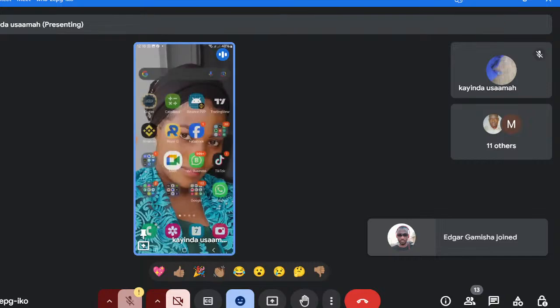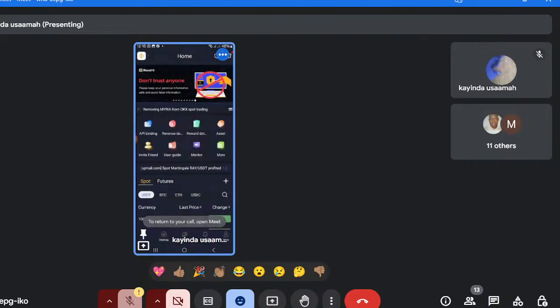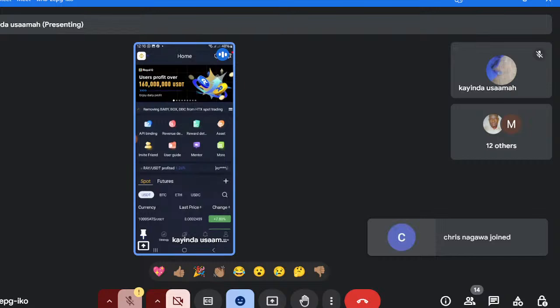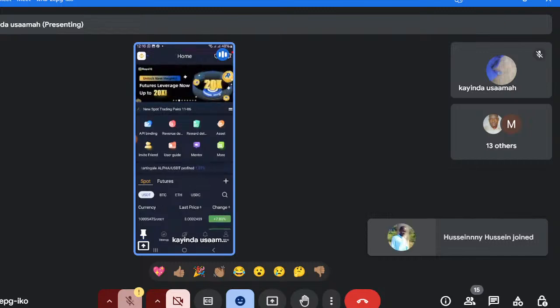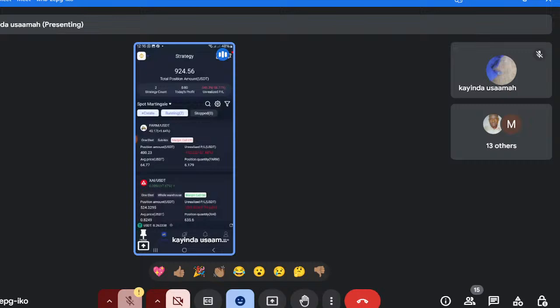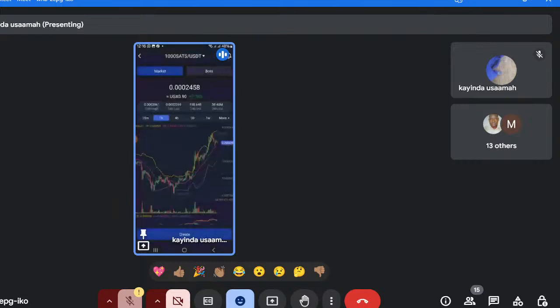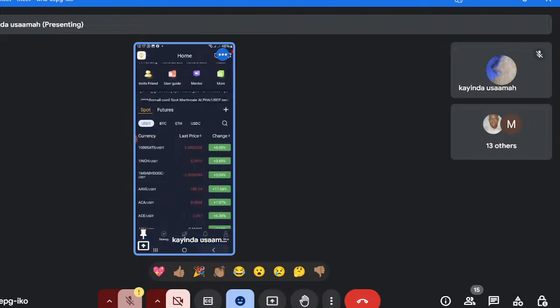Now let's go to our robot. This is our Royoki robot. Today we want to focus on the trading icons. Most of them are found here on strategy. Others are found when you are trading a certain coin. We are going to look at some of them so that each and everyone can understand these icons.